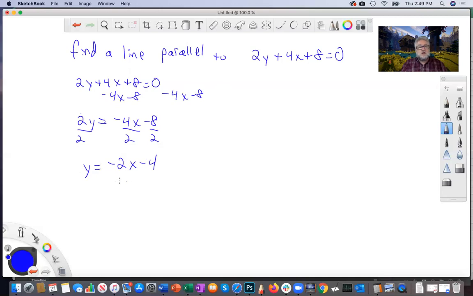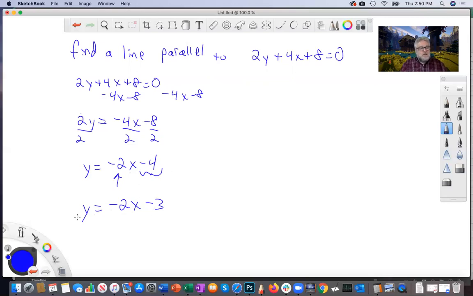Okay, here's our line. Here's our slope. Here's our y-intercept. Okay, we're good. Find a line that's parallel. Okay, here's a new line: y equals minus 2x minus 3. Parallel lines, same slope, different y-intercepts.